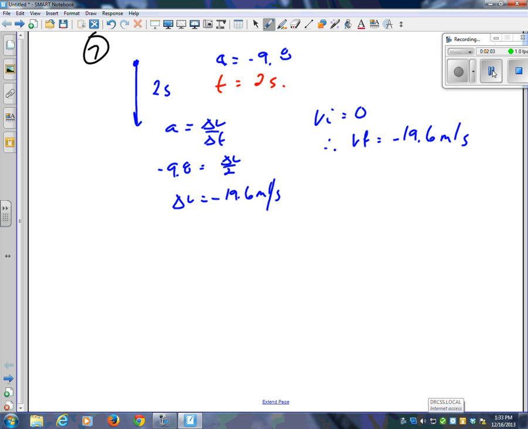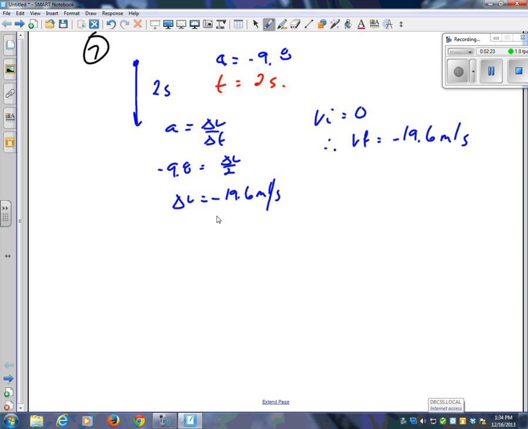Is that a little too fast? Because that's all kind of review. That's pretty straightforward, right? The acceleration is minus 9.8. The time is 2 seconds. a equals delta v over delta t. Minus 9.8 is delta v over 2. 2 times 9.8? 19.6, right? So the change in velocity is 19.6.